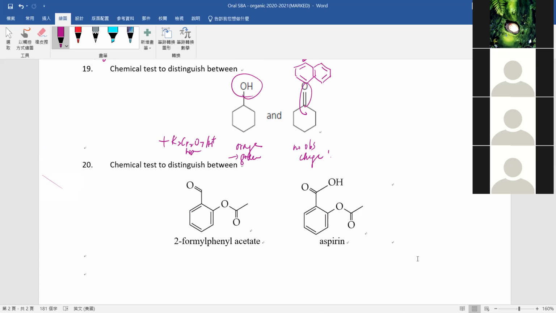Okay. How about the last question? Now this part is very similar to what you see in your DSE. They will give you very complex substances, and you are still going to use a chemical test to distinguish the two structures. It seems very complicated.